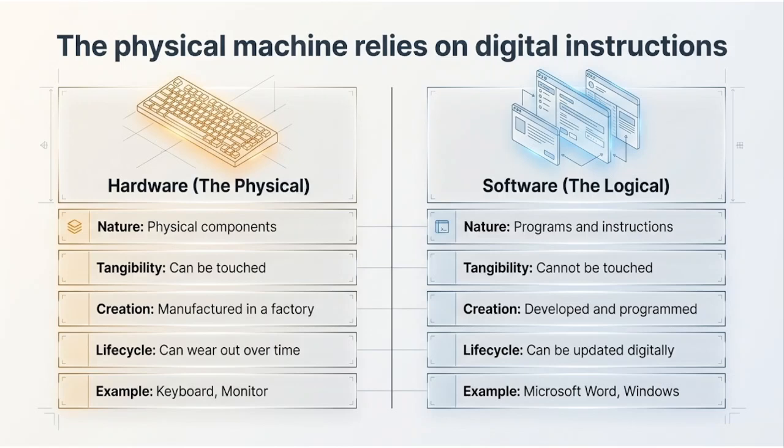Hardware can be touched and may wear out over time. Meanwhile, software cannot be touched, but can be seen, and can also be updated. Hardware is manufactured while software is developed through programming. Both hardware and software depend on each other in order for them to function.